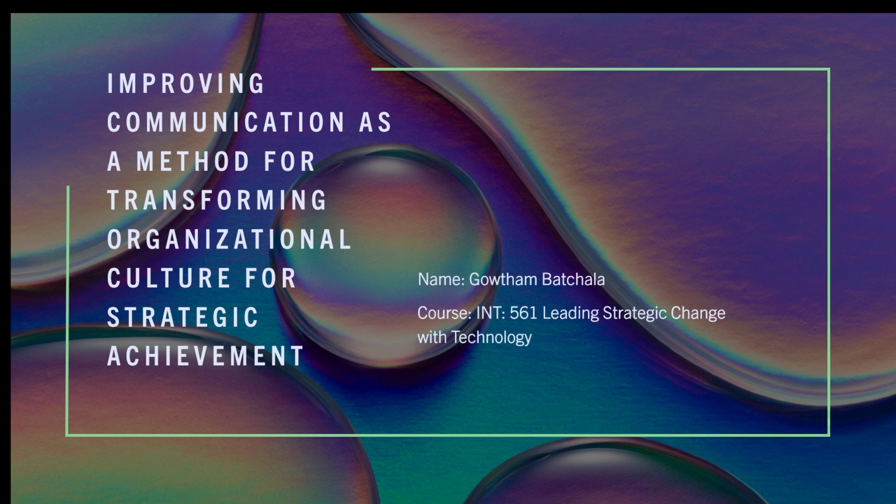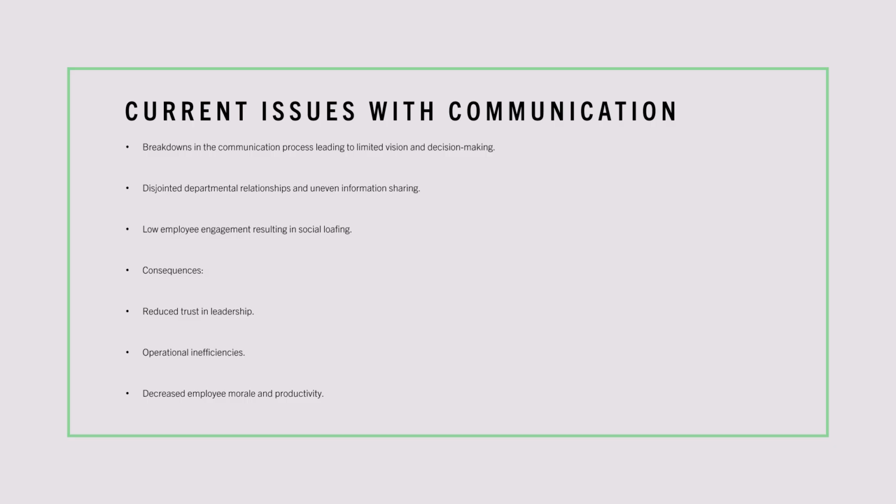And my topic would be improving communication as a method for transforming organizational culture for strategic achievement. The first slide would be current issues with communication. There are many issues when it comes to the current issues of communication. The first one would be breakdowns in the communication process leading to limited vision and decision making.